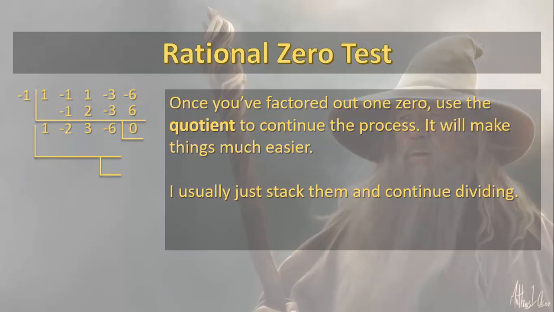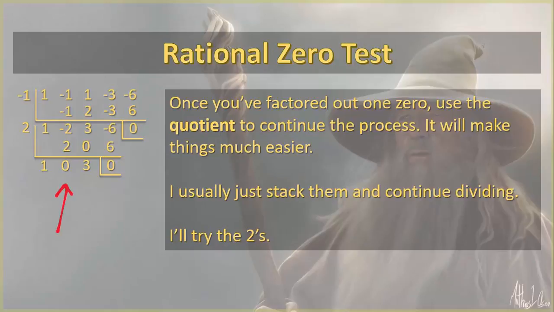Like I wrote down here, I usually stack them and continue dividing. So let's try another number. Let's try 2. Does 2 work? Come on, 2. Show me a 2. Oh yeah, 2 works. So now I know that I'm going to have factors of x plus 1 and x minus 2. And this last row that I have here, I know that's just x squared plus 3, right?